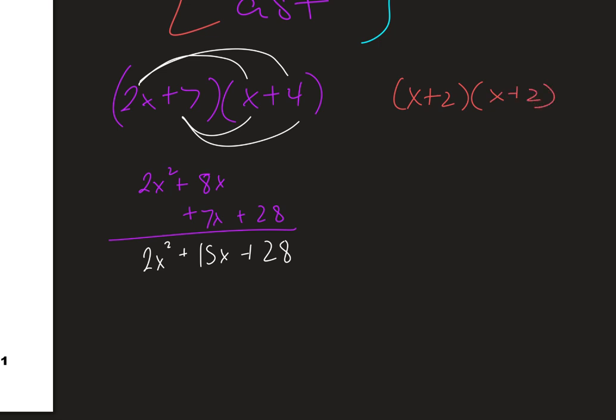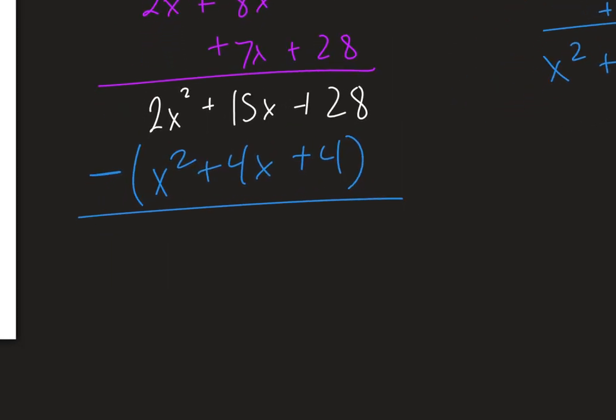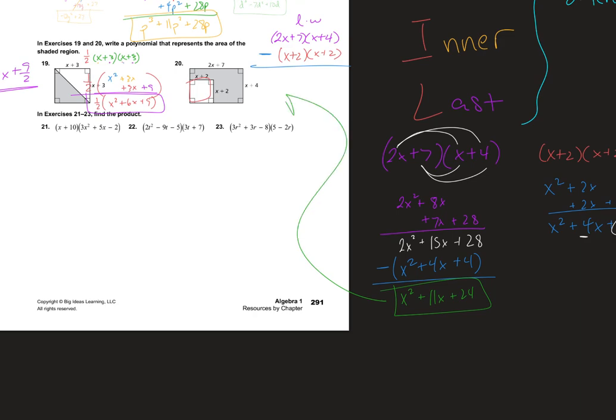And this is kind of where that whole diamond math thing comes in, because what's going to happen is the factors of 4 are 2 and 2, and you can add them to get that 4. Fun, huh? So now, like I said, we need to subtract x squared plus 4x plus 4 from that. And what we're going to end up getting is 2 minus 1 is 1. 15 minus 4 is positive 11, and 28 minus 4 is 24. So that is the answer for right here.